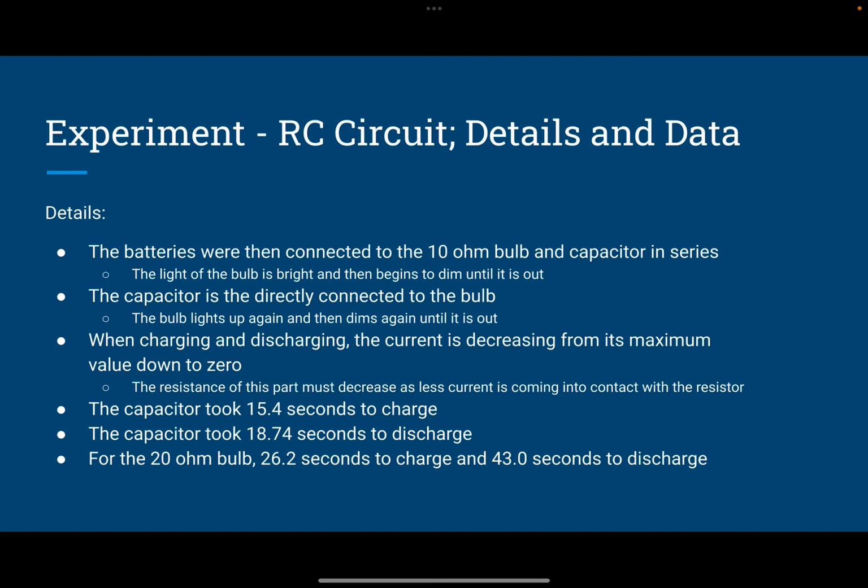So the RC circuit, details, and data. The batteries were then connected to the 10 ohm bulb and capacitor in series. The light of the bulb was bright and then started to dim until it went out. The capacitor is then directly connected to the bulb. Again, it lights up and then dims until it's out.